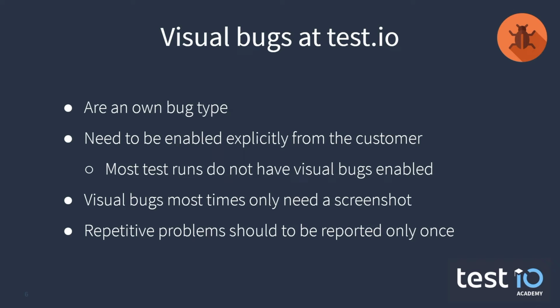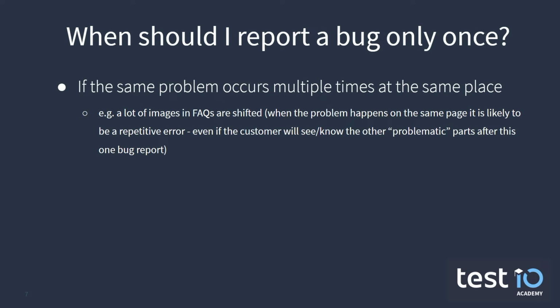Repetitive problems should only be reported once. This is the same as for content bugs and all other bugs you might encounter. When should I report only one bug? If the same problem occurs multiple times at the same place. For example, a lot of images in the FAQs are shifted. So when the problem happens on the same page, it is most likely to be a repetitive or a systematic error. Even when it is not the cause, the customer will see and know the other problematic parts due to this one bug report.